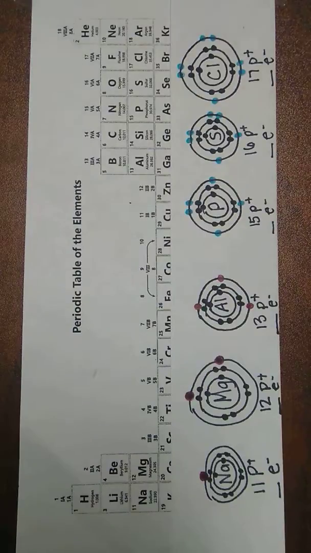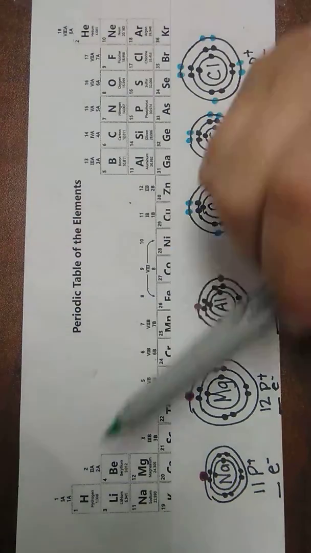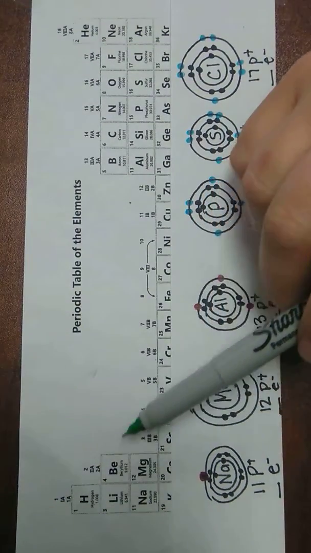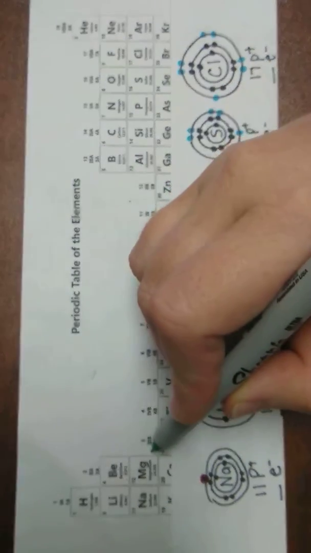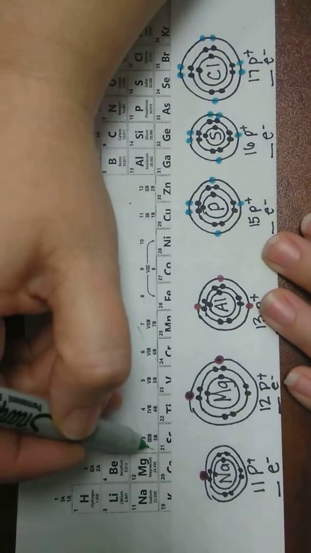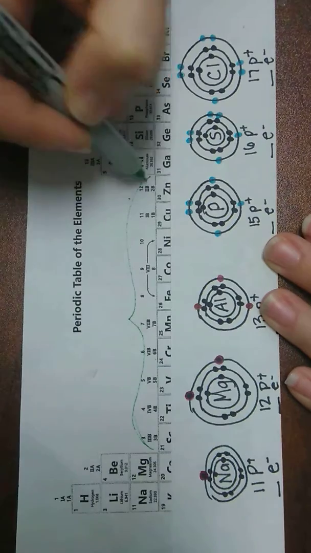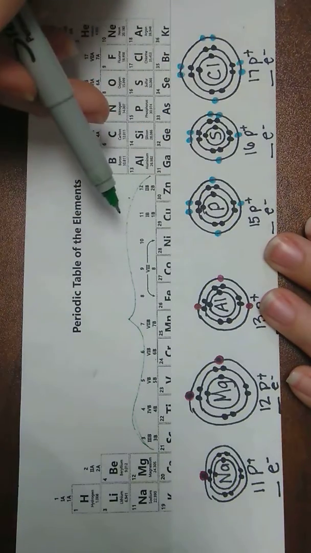Okay, today I'm going to show you how to mark up the periodic table with valence electrons and the charges. So these are the group numbers up here. These are transition metals. The rules and the tricks I'm going to teach you today are not going to apply to the transition metals.